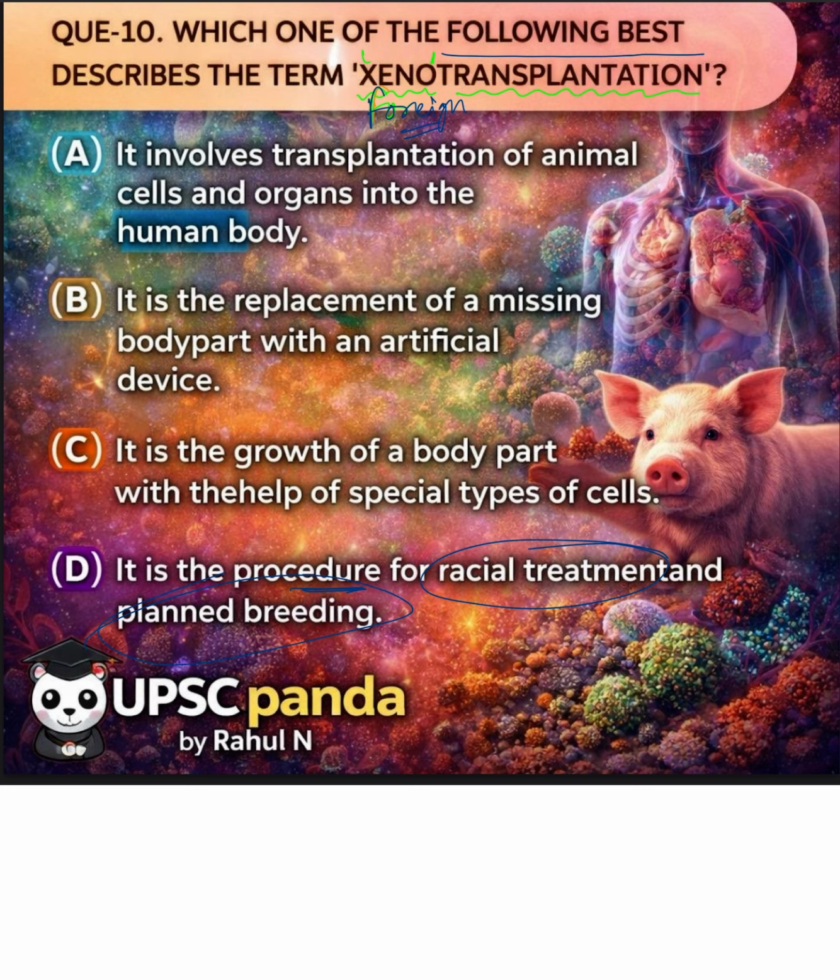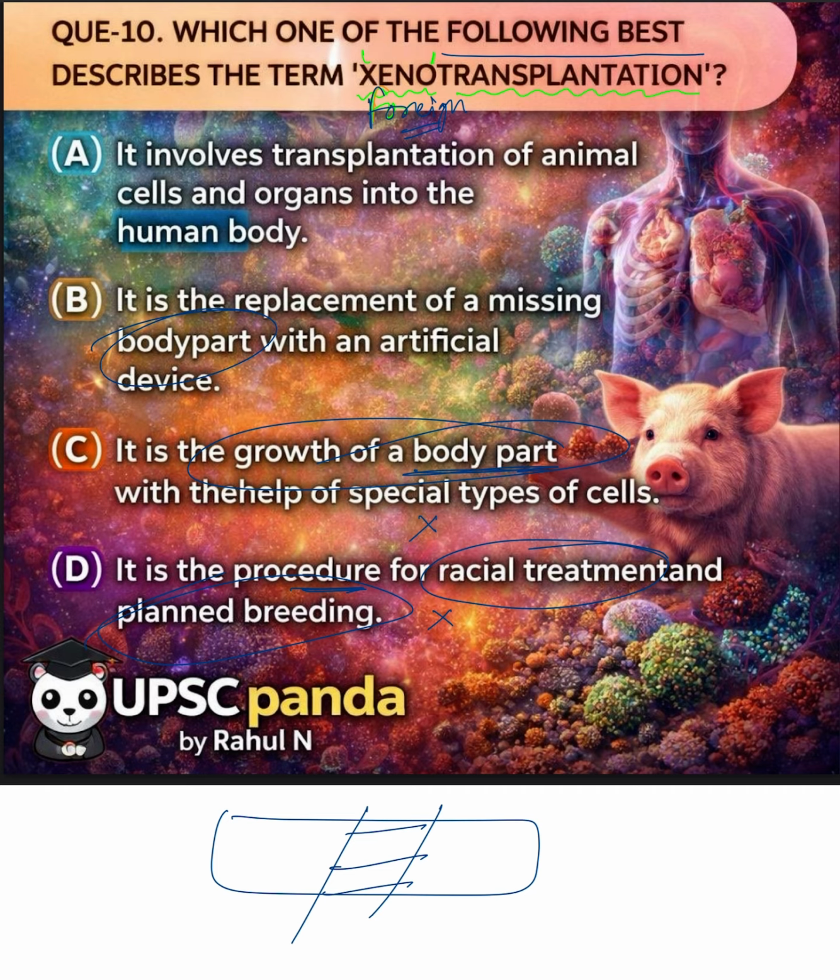Then it is a replacement of the missing body part by artificial device. So that is called prosthetics. What you have lost, that you are giving artificially. So that is called prosthetics. Read the first one. It involves the transplantation of the animal cells, organs into the human body. This is correct. Xeno means foreign, not of human, and you have to transplant into a human something foreign from an animal. So the first one is correct. Then let us move to the next question.